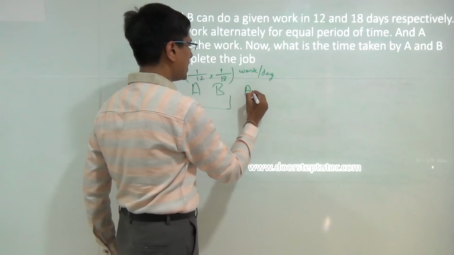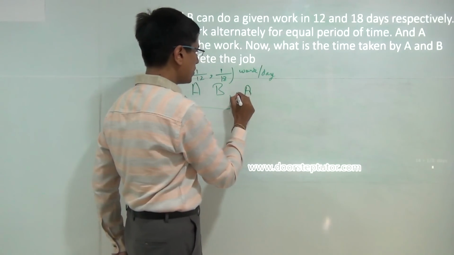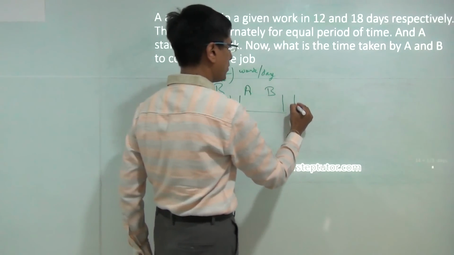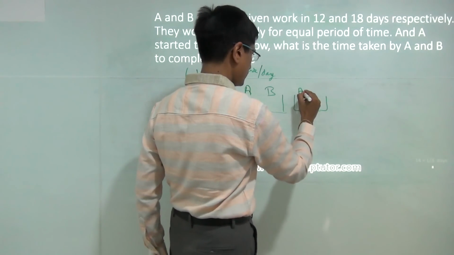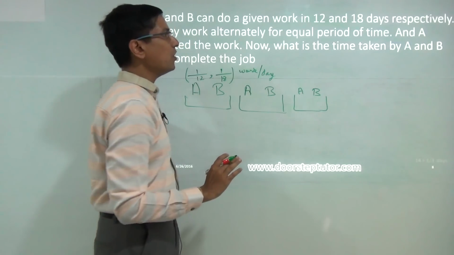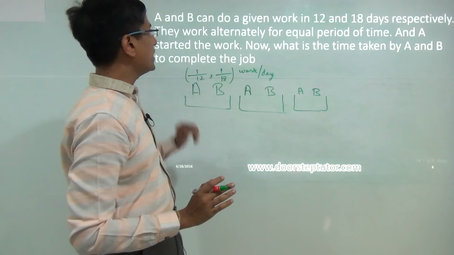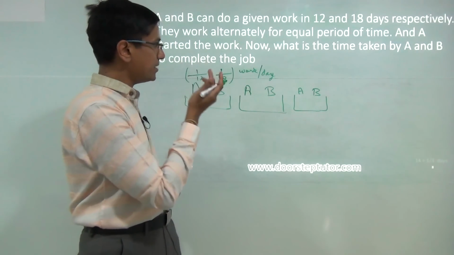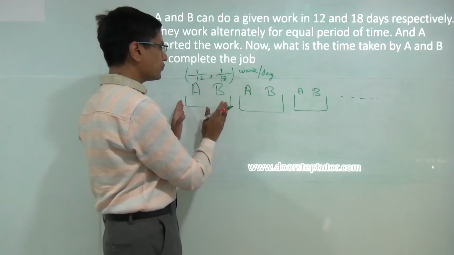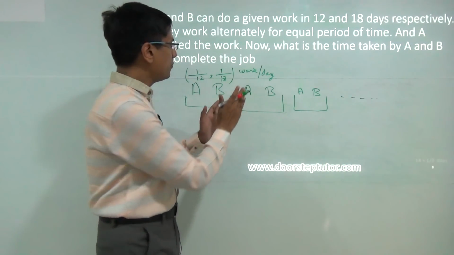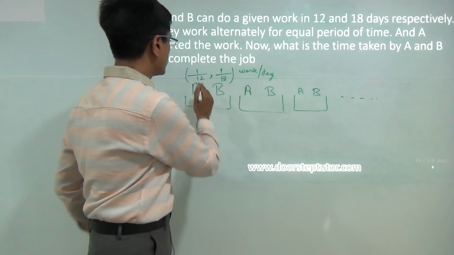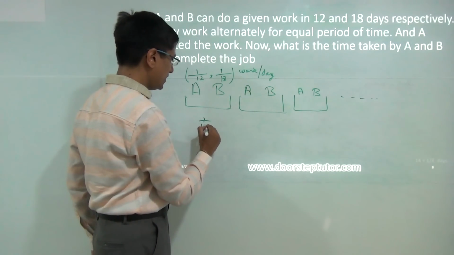And now the question asks us, if they are working alternately, A then B, on alternate days, how long will it take them to complete the job? So they will work for a certain number of days. Instead of solving the problem on each day, we will solve it by taking pairs of days. So what is the total amount of work which gets done?